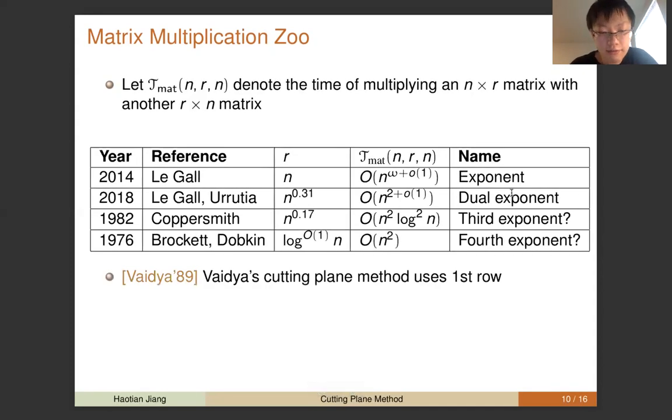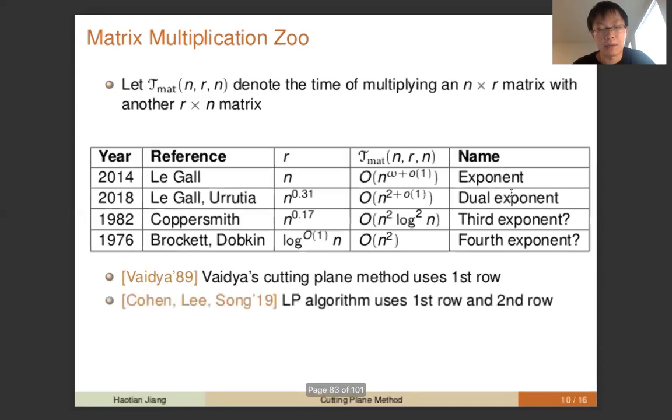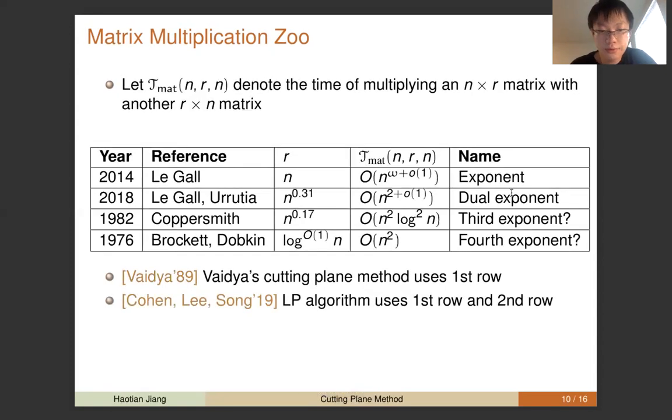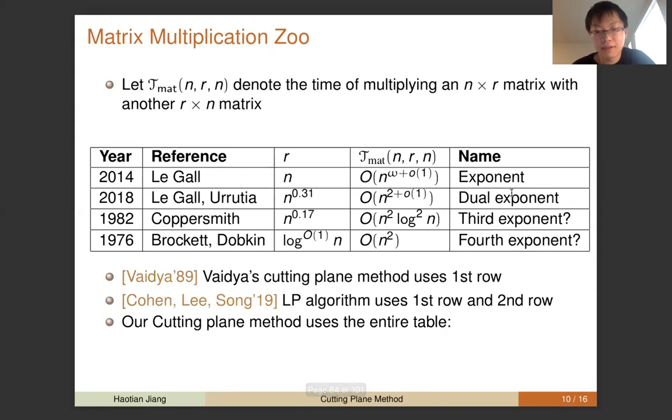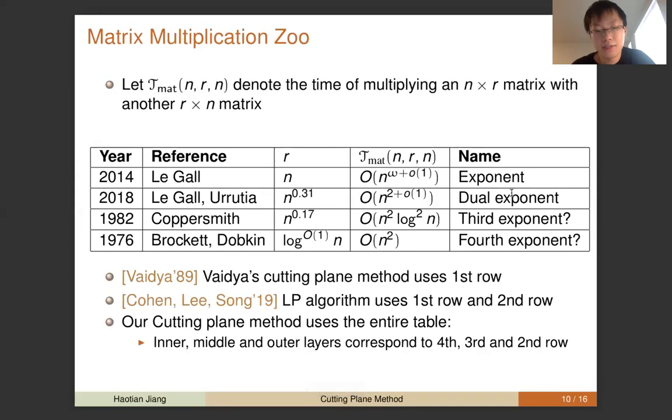So Vaidya's cutting plane method only uses the first row, which is the exponent. That's how they get n to the omega plus 1 log kappa. And Cohen, Lee, Song in 2019, their improvement on the LP algorithm uses the first and second rows. But our cutting plane method needs to use the entire table. So roughly the inner, middle, and outer layers correspond to the last 3 rows of this table.